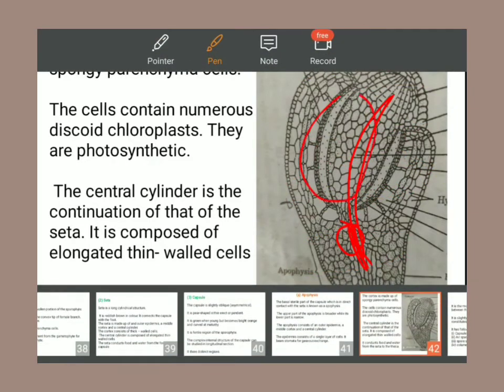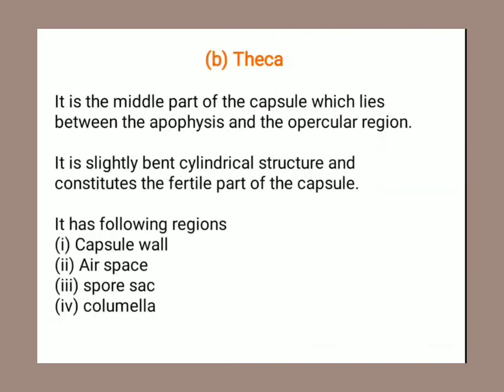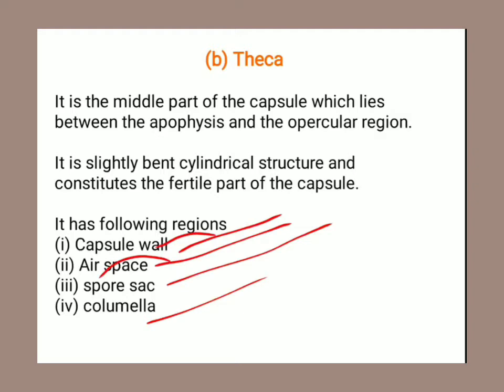You can see this is the fertile portion, because in this structure the sporophyte mother cell is present, and the spore mother cell develops spores. So the theca portion is connected with this fertile portion. It has the following regions: capsule wall, air space, spore sac and columella.